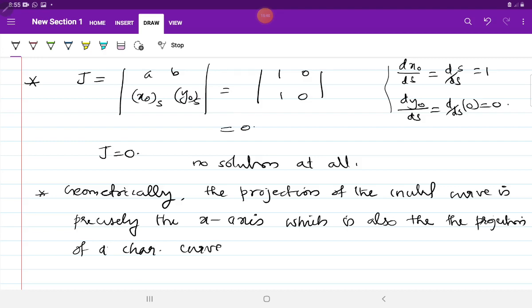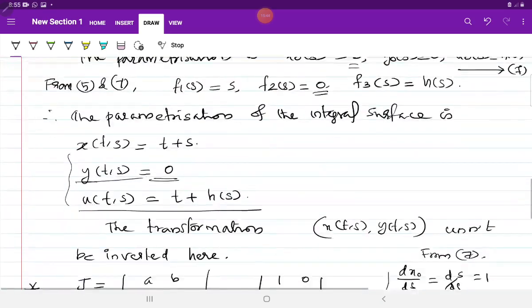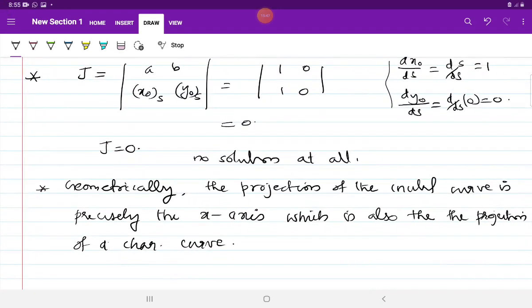Projection of a characteristic curve. Since both are the same, there is no solution at all. Actually, we need to find the characteristic curves that originate from the initial condition or initial curve. This will not happen here, since both will coincide or both are the same. The projection of the characteristic curve is the same as the projection of the initial curve here. So there is no solution at all.